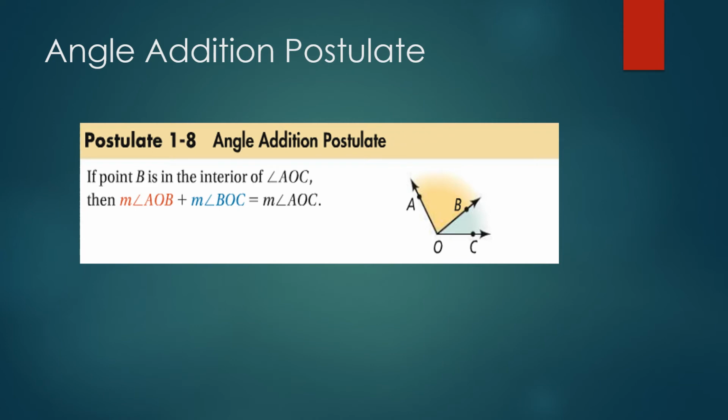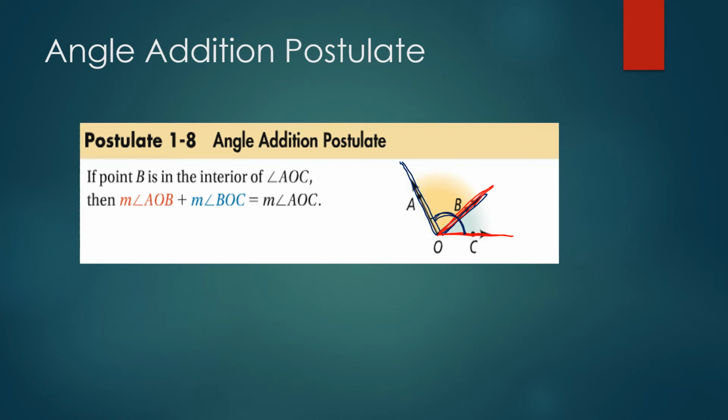We have another postulate here. This is the angle addition postulate. The angle addition postulate says if point B is on the interior of angle AOC, then the measure of AOB plus the measure of angle BOC is equal to the measure of angle AOC. So what this is really talking about is that if you've got two angles that share a side, kind of like these two, you can add them together to get the entire angle.